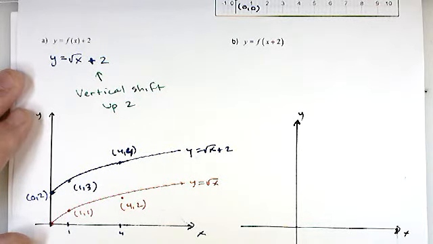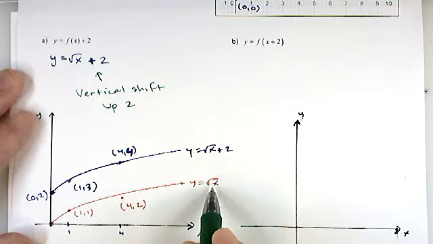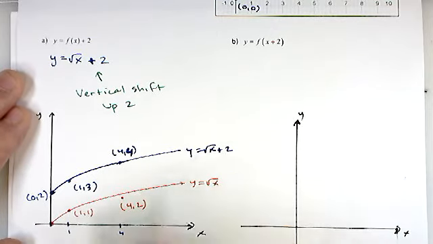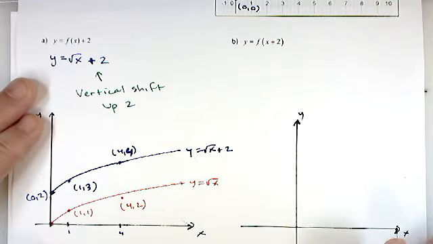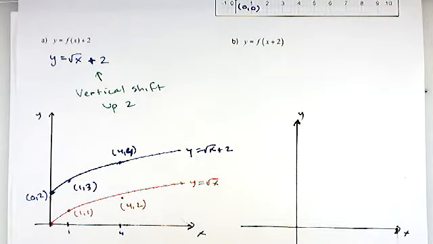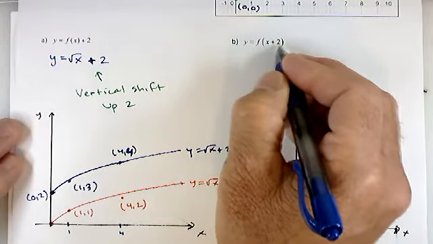All right, so that can help us, because if we know this base graph and we see this again, we know it's just going to look like this 2 units up, and we could just get a rough sketch of that. Okay. All right, what about y equals f of (x plus 2)?